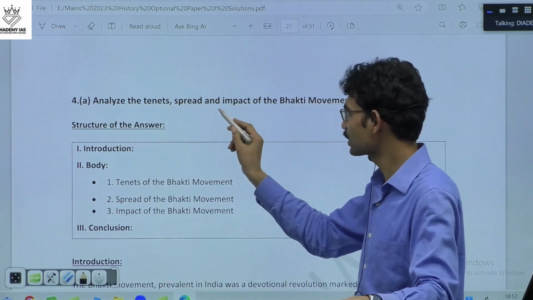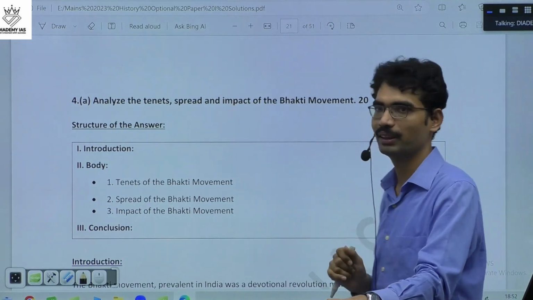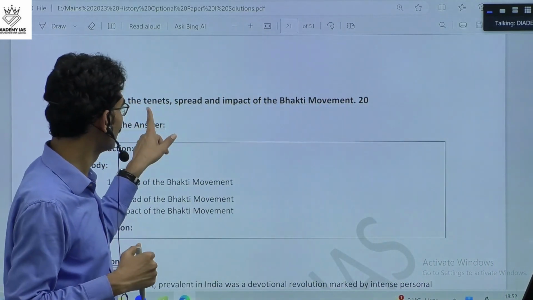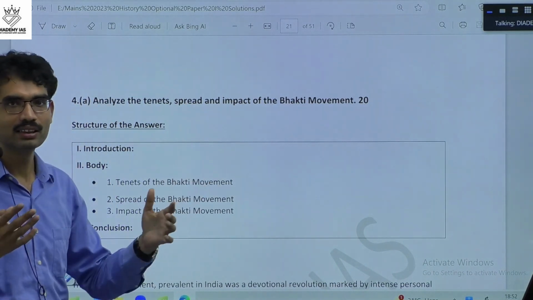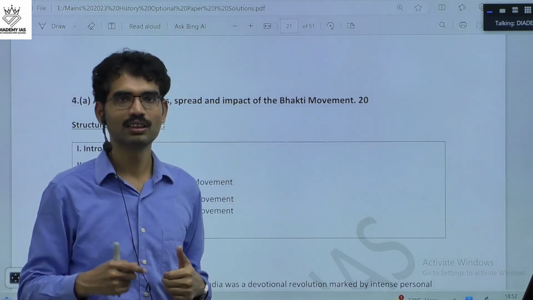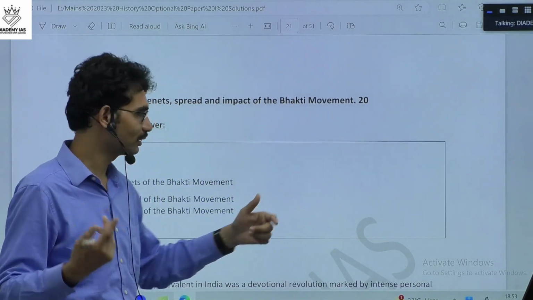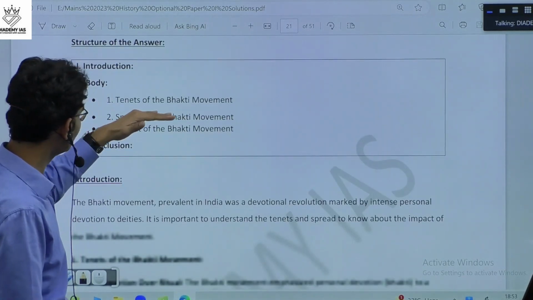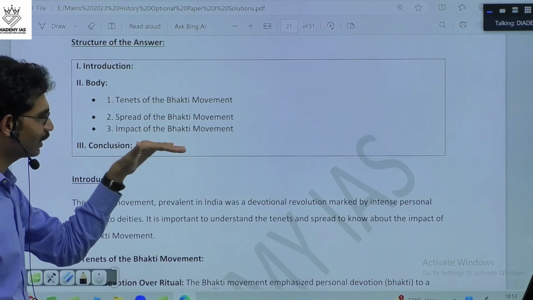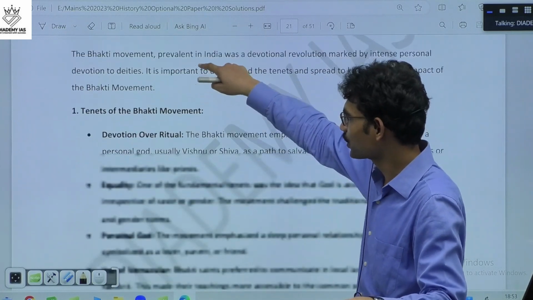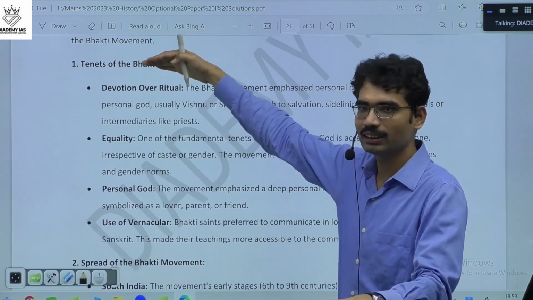Analyze the tenets, spread and impact of Bhakti movement. Simply it is asking what are the principles of Bhakti movement, the different spread in different geographic locations, how far it is spread, and the impact of Bhakti movement, the consequences. So 1, 2, 3: tenets, spread and impact. So simple. Once you divide the question into 3 parts, then you will get different points.